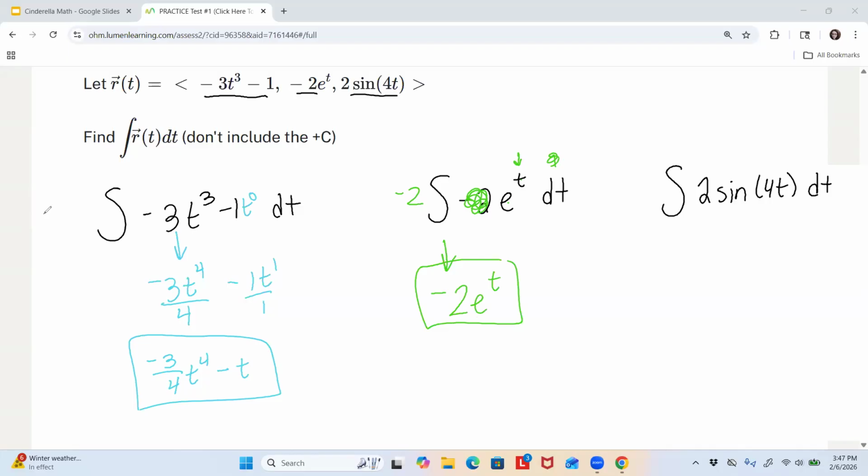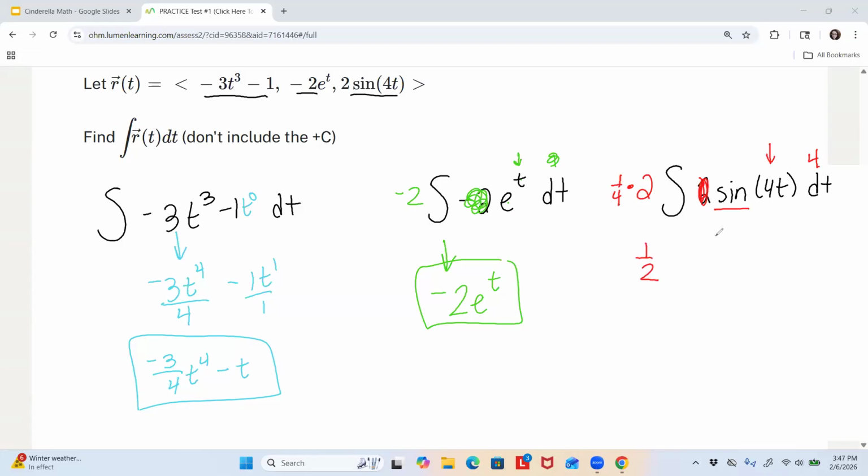Last part, pull the constant. So this 2, pull it out. This is kind of our u. We need its derivative. The derivative of that would be 4. So put a 1/4 to keep your balance. 2 times a quarter would be 2 quarters. 2 quarters reduces to a half.